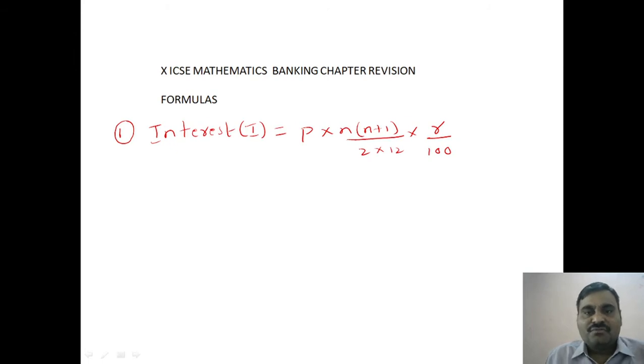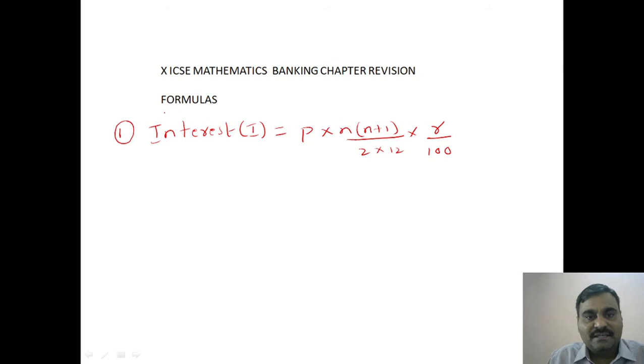Today we are going to have the revision of one chapter of 10th ICSE Mathematics, that is the banking chapter. This chapter will have 4 types of questions to be asked in the board examination, which involve 2 types of formulas. Now let's see what formulas are involved in this chapter and what the 4 types of questions are that are asked in the examination from this banking chapter.